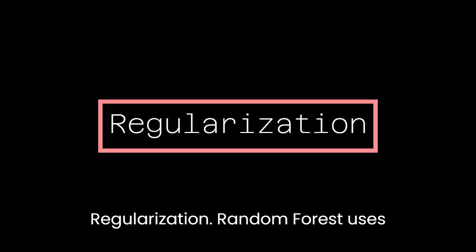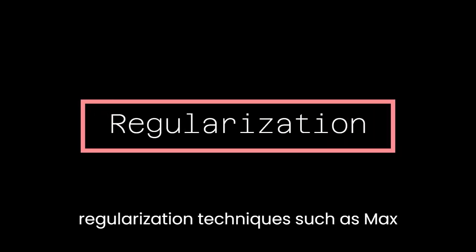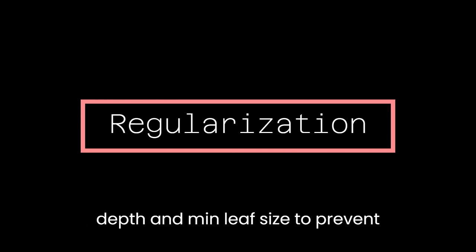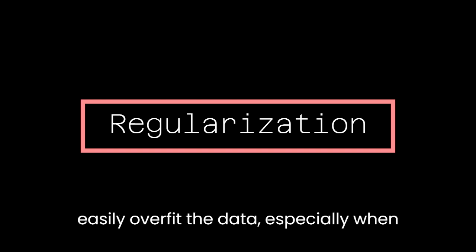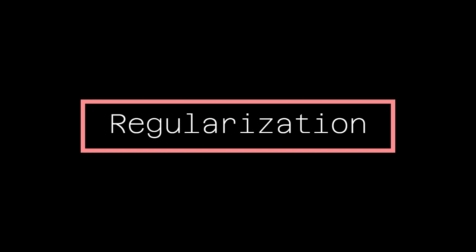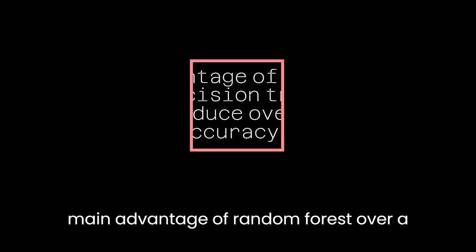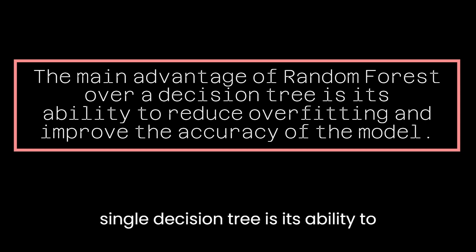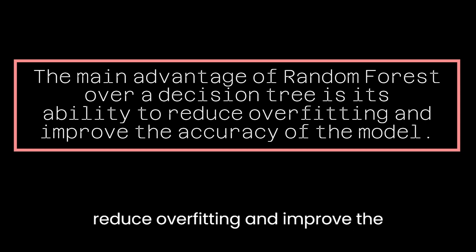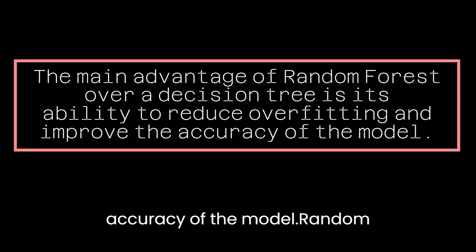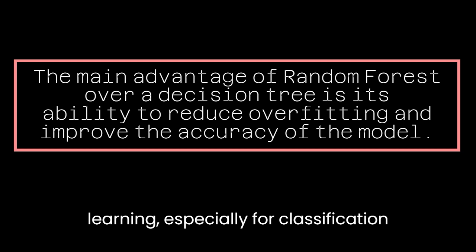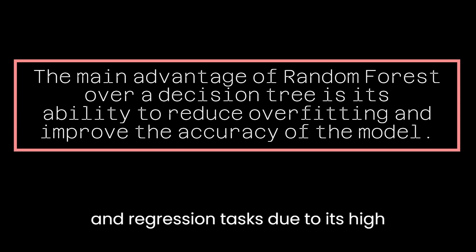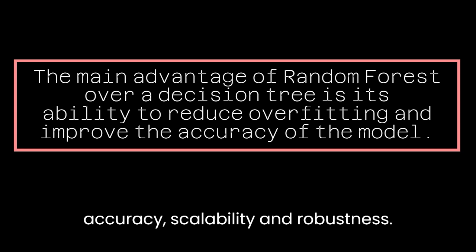Regularization. Random forest uses regularization techniques, such as max depth and min leaf size, to prevent overfitting of the model. In contrast, a single decision tree can easily overfit the data, especially when it has a large depth and a small number of samples. Overall, the main advantage of random forest over a single decision tree is its ability to reduce overfitting and improve the accuracy of the model. Random forest is a popular algorithm in machine learning, especially for classification and regression tasks, due to its high accuracy, scalability, and robustness.